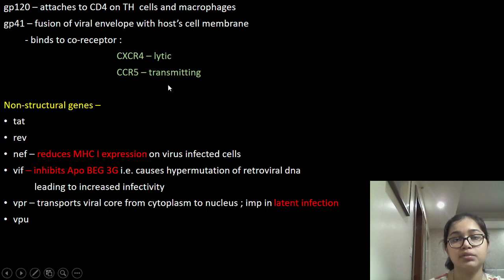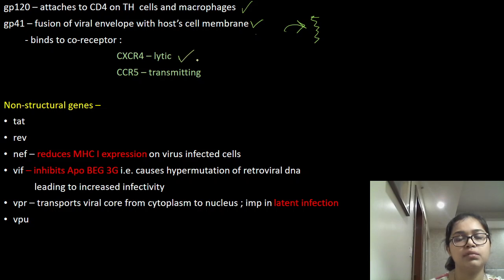GP120 is what attaches to the CD4 on the T helper cells and macrophages of the host cell, whereas GP41 is responsible for the fusion. So GP120 attaches and 41 is responsible for the fusion. Now, there are co-receptors, for example, CXCR4, which is lytic, that is, it lyses the host cell and releases the new viral particles, and CCR5, which is a transmitting kind of co-receptor.